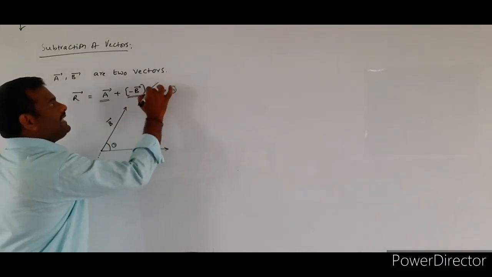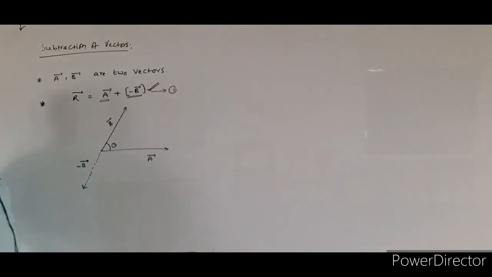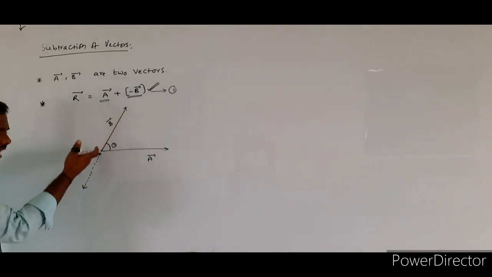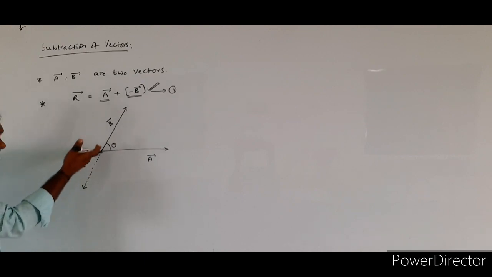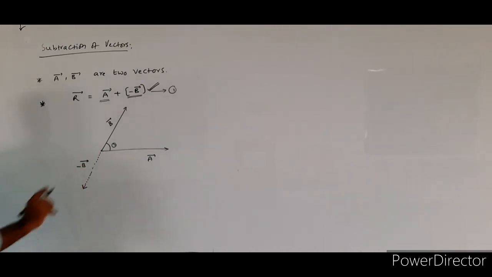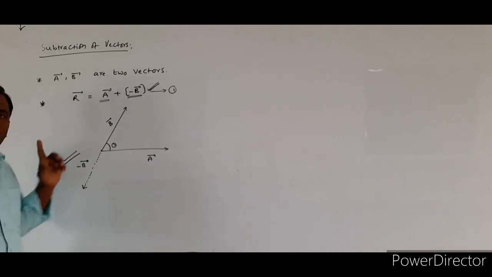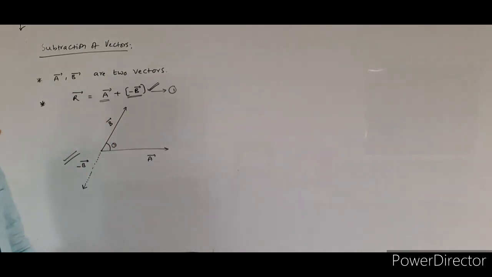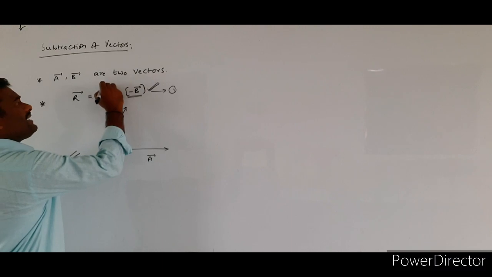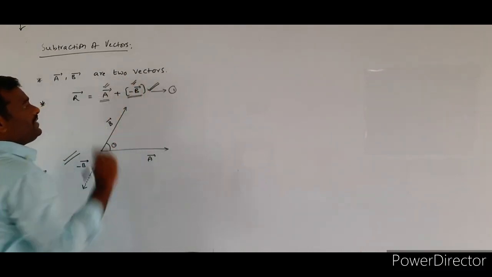Which vector did I need here? The negative vector of B bar was needed here. For that, this vector's magnitude should not be changed, but its direction will be reversed. So this vector represents the negative vector of the vector B bar. Now, which vectors do we have to add here from the given equation?